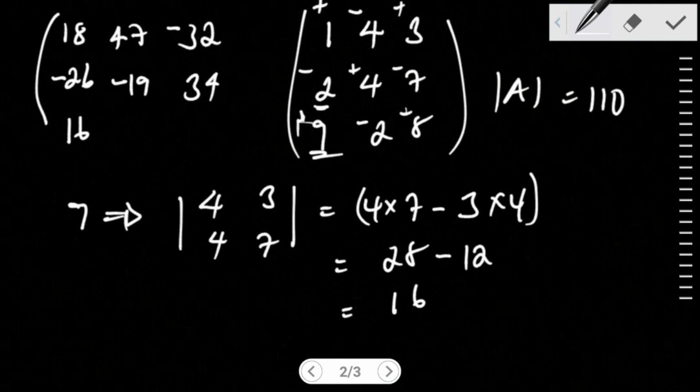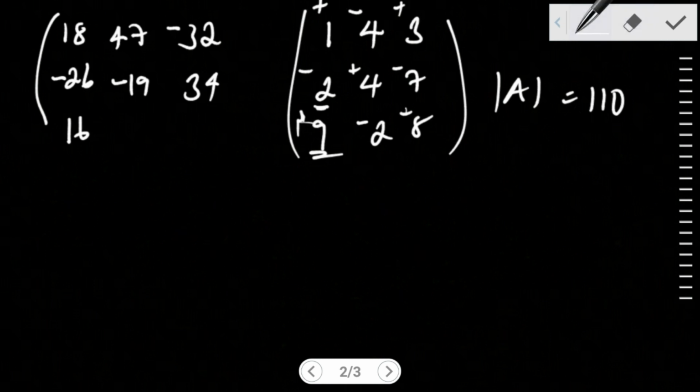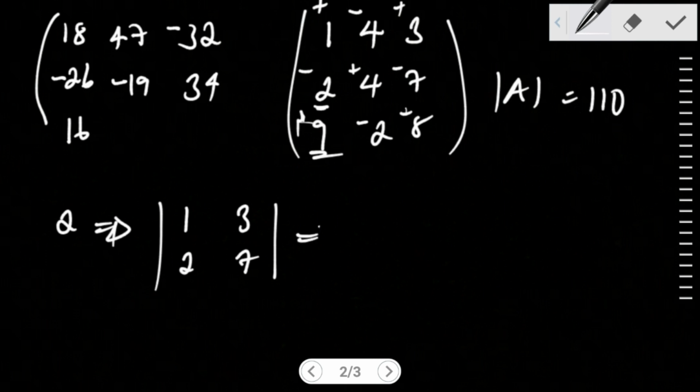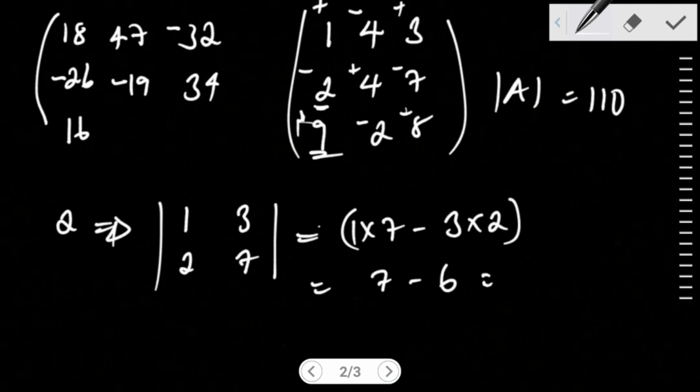Therefore let's determine that of 2. Now for 2, that means that we are going to have 1, 2, and 3, 7. So I'll get 1 times 7 minus 3 times 2. Out of that, this will be equal to 7 minus 6, which would be a 1. But the sign on 2 is negative, and therefore this will be negative 1.